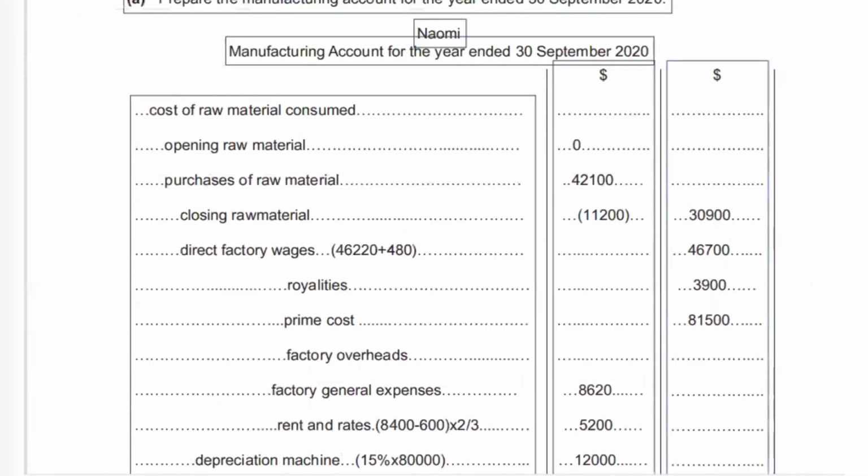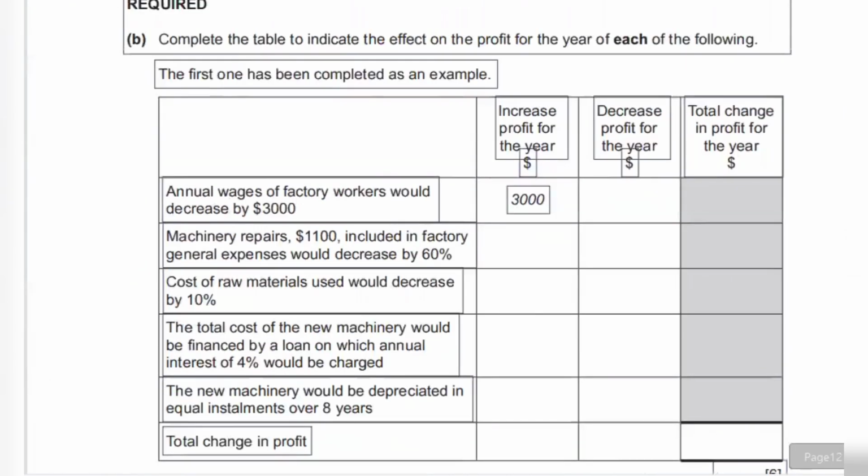Then we have cost of raw materials used would decrease by 10%. The cost of raw materials was 30,900 and it is decreased by 10%. So that means only 90% will go in the income statement. So 10% of 30,900 will be 3090. 3090 will increase the profit as it is deducted from the cost of raw materials. Then we have the total cost of the new machinery would be financed by a loan on which annual interest of 4% would be charged.